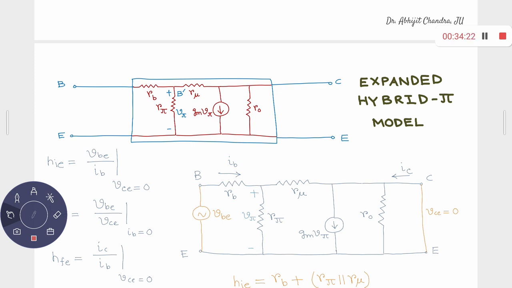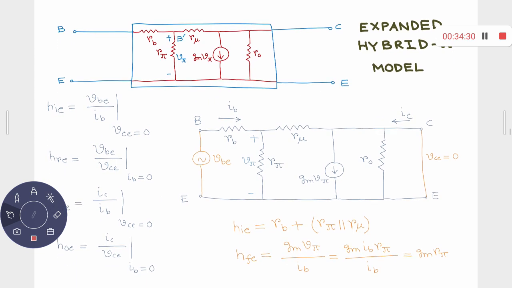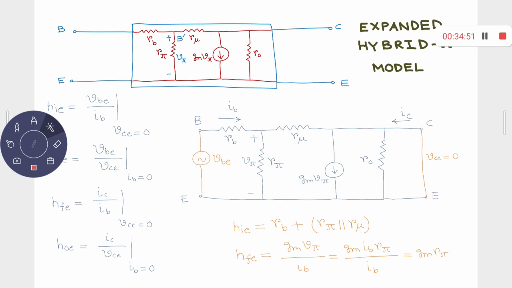Now, you know how to calculate those H parameters. First one is your HIE. How to find HIE, what was the condition, if you can remember it? It's nothing but V1 upon I1 with V2 equal to 0. That means it is nothing but VBE upon IB with VC equal to 0. And similarly, HFE is equal to IC upon IB with VC equal to 0. So if I make the output port shorted, then I can find out these two parameters, HIE and HFE, right?